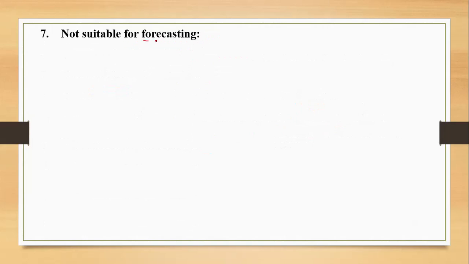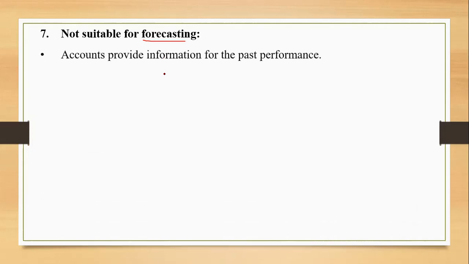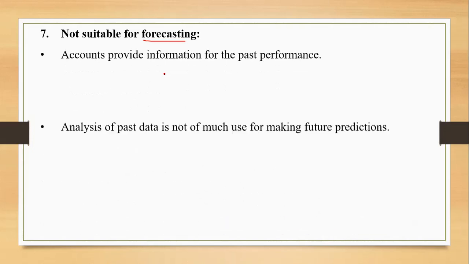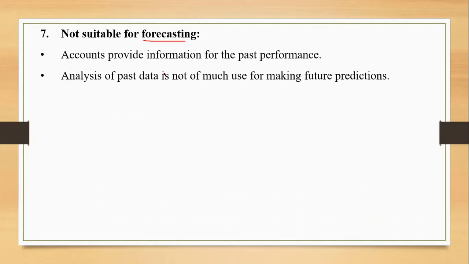Not suitable for forecasting. We are talking about the accounting information. Accounting information is not suitable for forecasting. The reason is very clear. When you talk about accounting, it always talks about the past happenings. Whatever things have taken place in the past year or the past years, we just keep on recording those things in the books of accounts. So past records, how are they going to help us for the forecasting in the future? We are never sure about the next moment, the next day, right? So isliye it's a limitation. Accounts provide information for the past performance. Analysis of past data is not of much use for making future predictions.